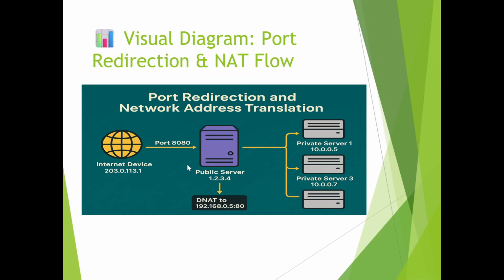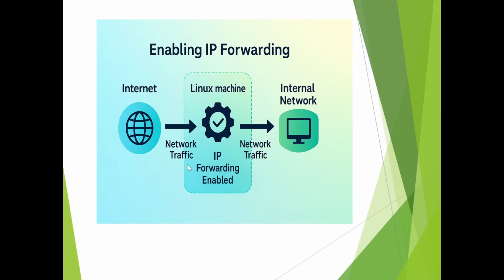Next, we'll see enabling IP forwarding in Linux. So what is IP forwarding? Normally, a Linux machine receives network traffic, also called packets, and processes traffic meant for itself. It ignores traffic not meant for itself. But in a setup like port redirection or NAT, your Linux machine needs to act like a router or gateway. So it must forward packets from one network to another. By default, this forwarding is disabled for security reasons. You have to manually enable it if you want your machine to pass traffic between networks.